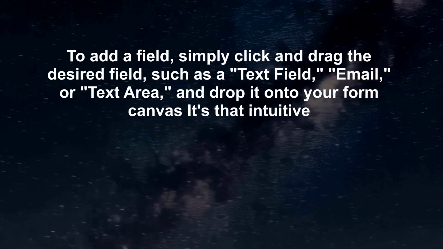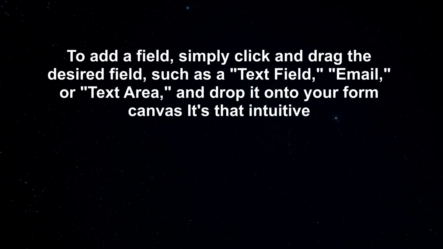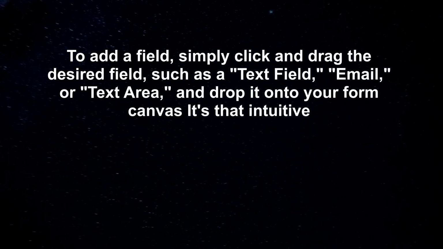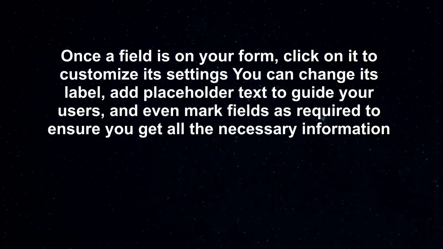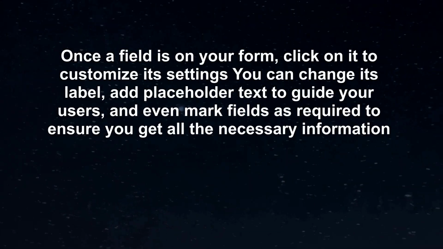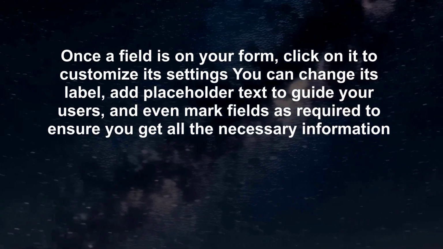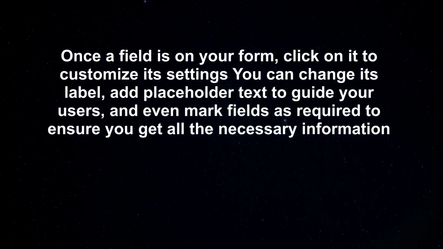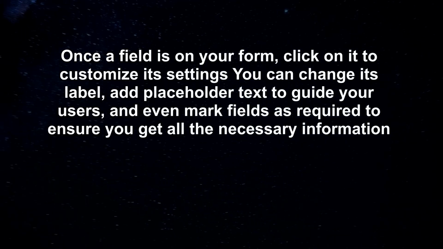To add a field, simply click and drag the desired field, such as a text field, email, or text area, and drop it onto your form canvas. It's that intuitive. Once a field is on your form, click on it to customize its settings. You can change its label, add placeholder text to guide your users, and even mark fields as required to ensure you get all the necessary information.